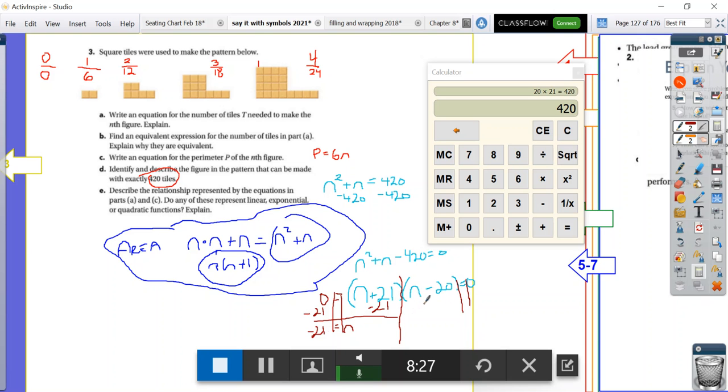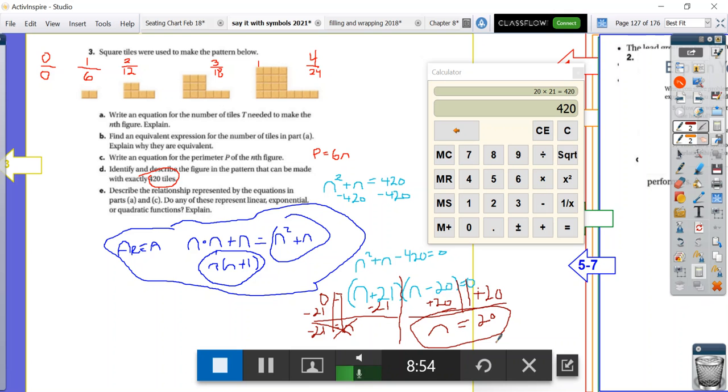How about here? Add 20, add 20, and we get n is equal to 20. Can we have 20 as a figure number? Yes, we can. So we are going to discard the number that does not make sense in the context of this tile problem. And so figure 20 will have 420 tiles.